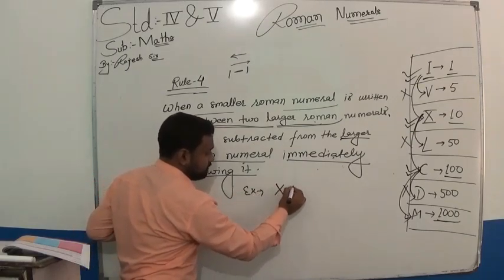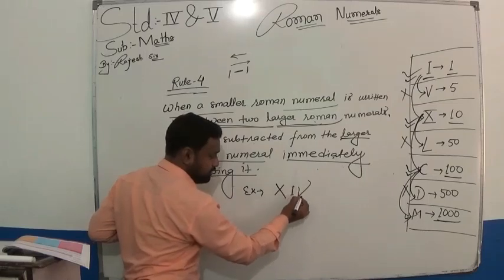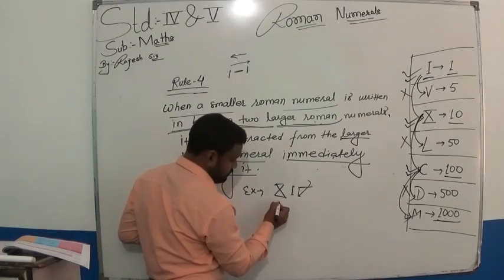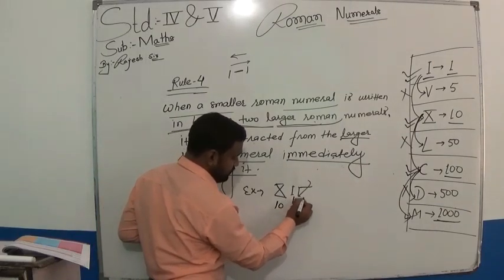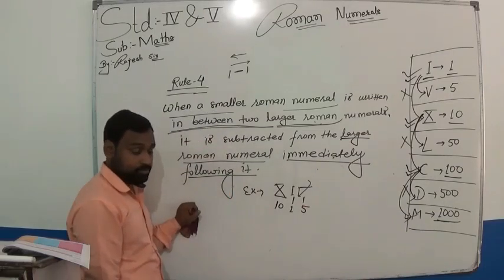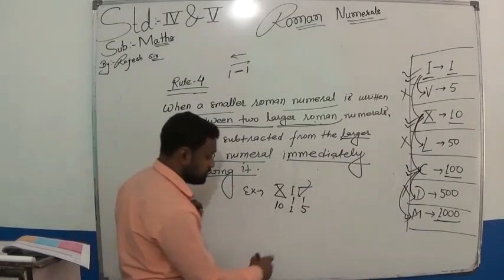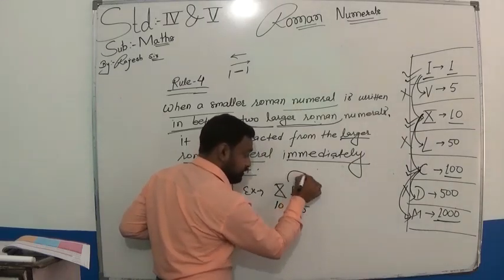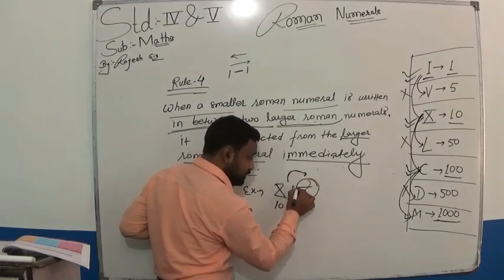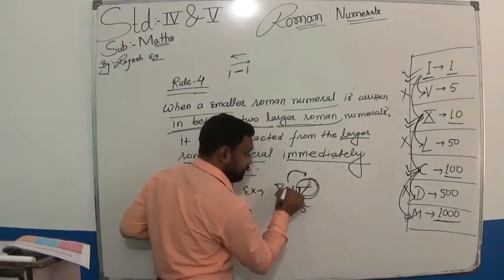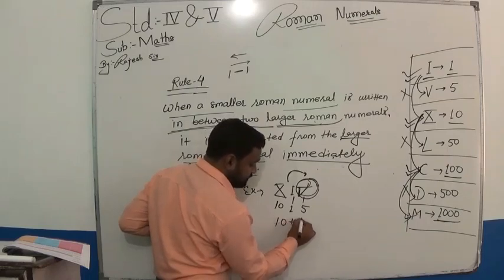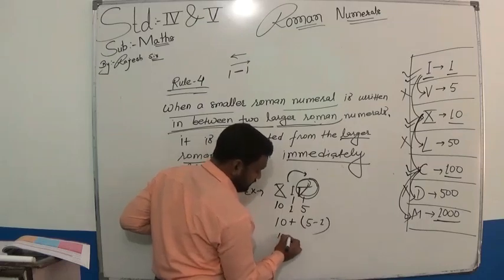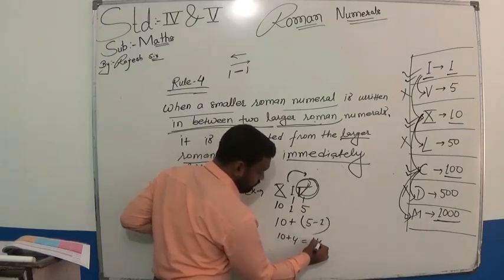Example. There are three Roman numerals. It is 10, it is 1, it is 5. What is it? The 1 is immediately followed by 5, so it is 10 plus 5 minus 1. It means 10 plus 4 equals 14.